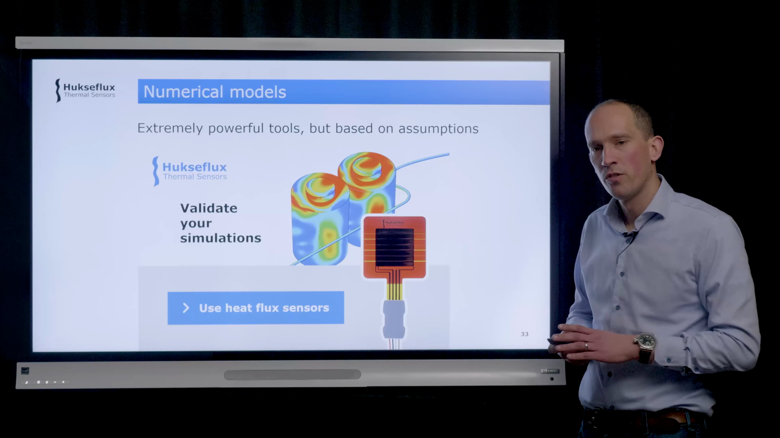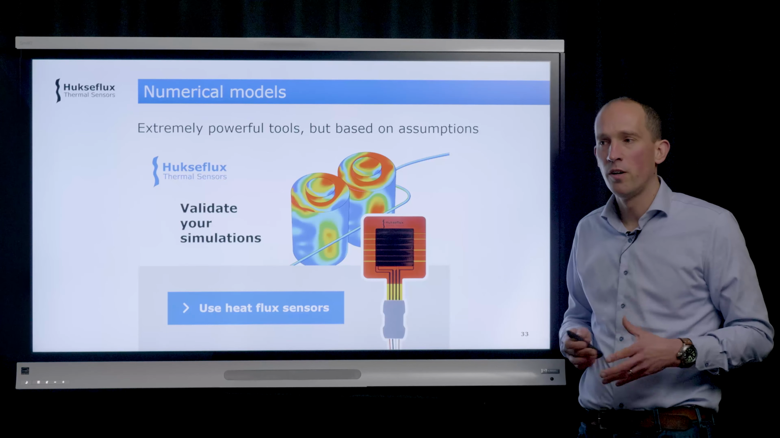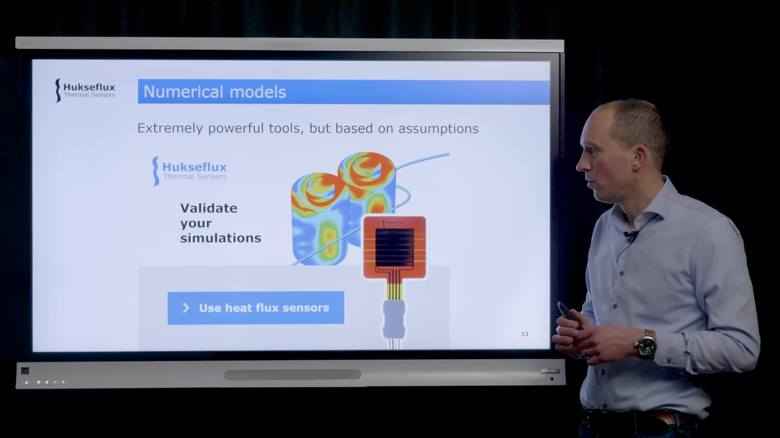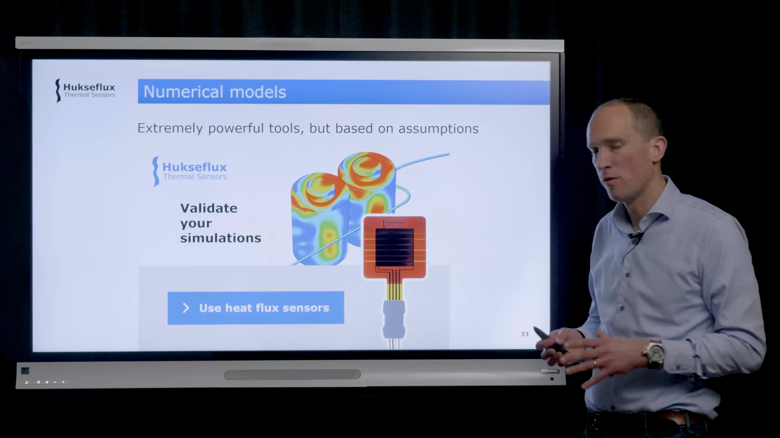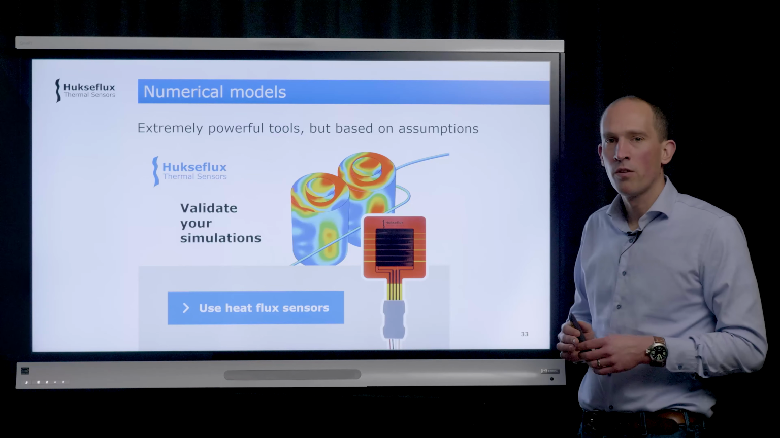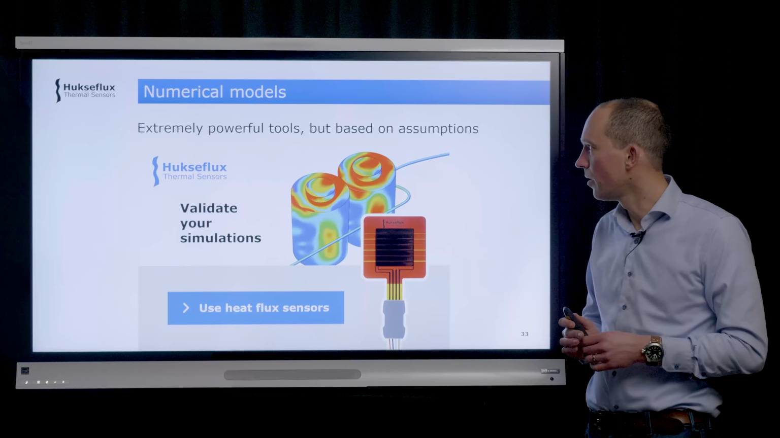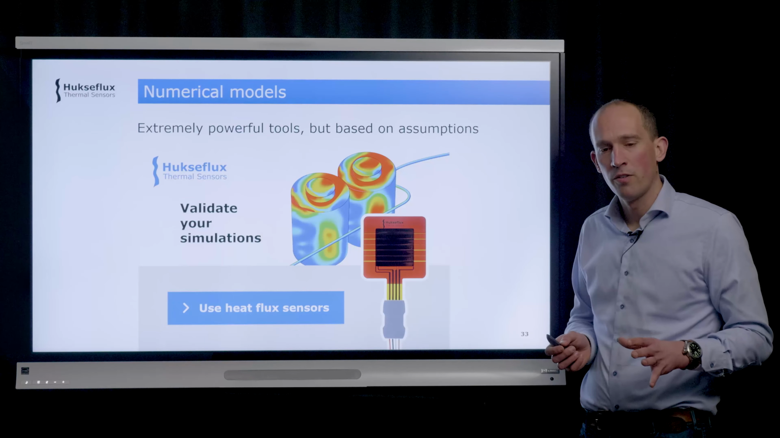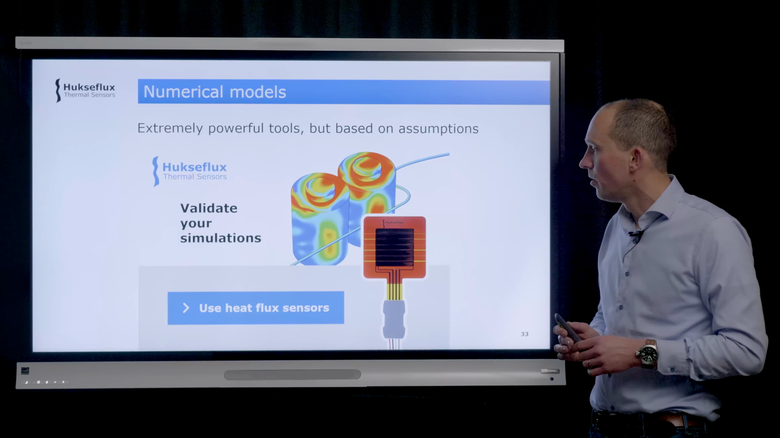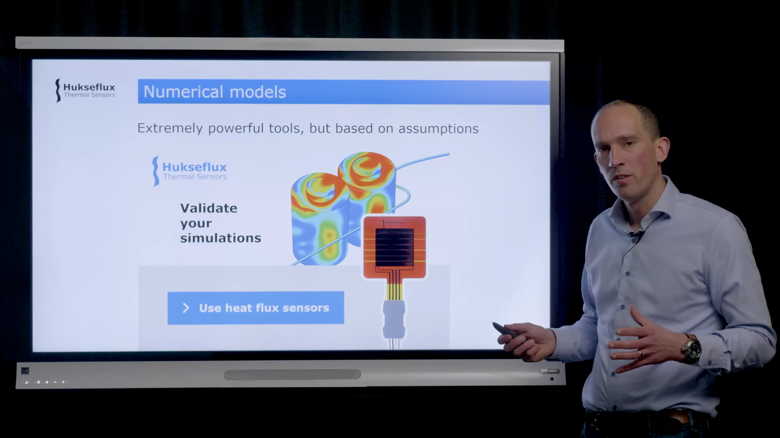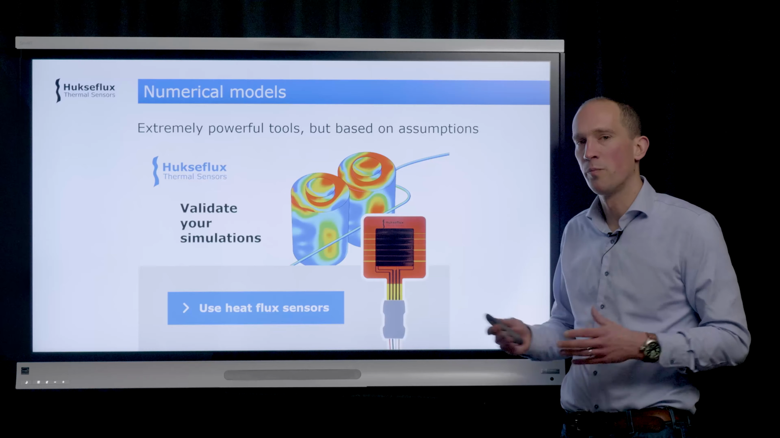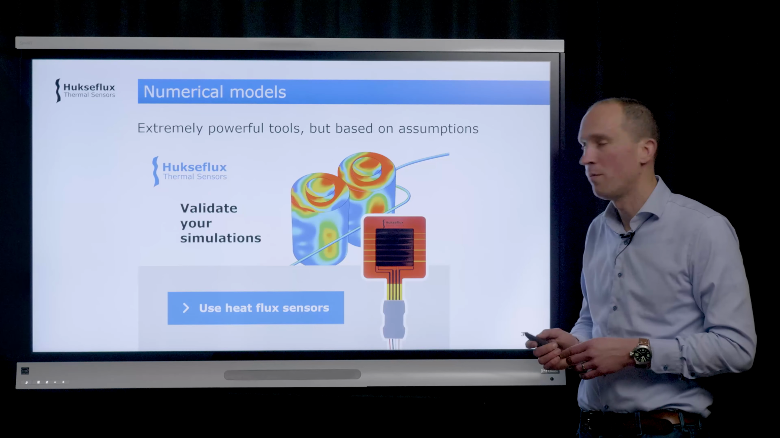Secondly, numerical models. When people talk about heat flux, they often talk about numerical models, and there's a lot of software available that allows you to put any situations into a 3D modeling software, set some boundary conditions, material properties, and then calculate temperatures and heat fluxes. Those are extremely powerful tools and very useful in a lot of applications. But it's always important to realize that numerical results are based on assumptions. So whenever you do a numerical simulation on a real-world situation, make sure to validate those simulations. By using a heat flux measurement, you can actually prove the starting point and the finish point of your simulations.